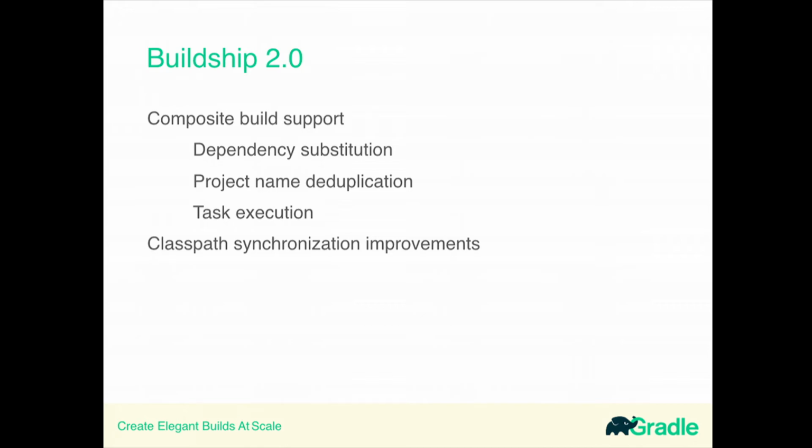In parallel to the 1.0x release, we have worked on the Buildship 2.0 release. Of course, there will be more 2.x streams, but the 2.0 is, the key feature is the composite build support. So as you might have seen in the keynote or in the other talk that was specifically about the composite builds, there is support for composite builds now in Gradle Core, and more is being added.